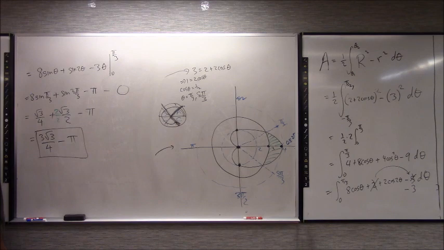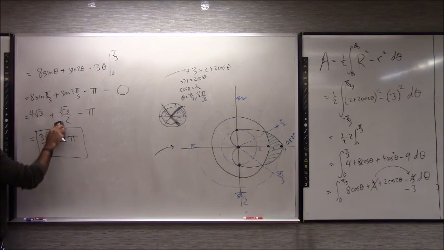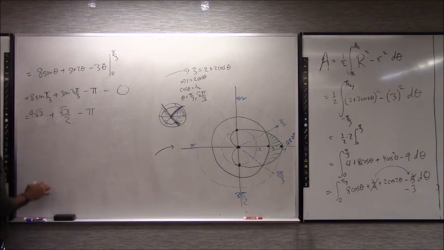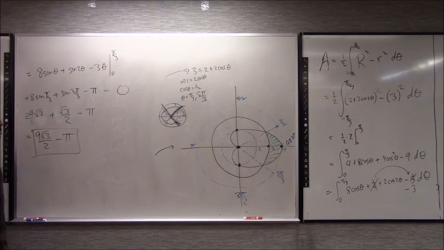Isn't it 4 root 3? It's 4 root 3. The 4 is on the top. Which means that's 9 root 3 over 2. I think of this as 2 over 2, so that's 9 root 3 over 2, and that should be positive. It's a nice problem for a class.